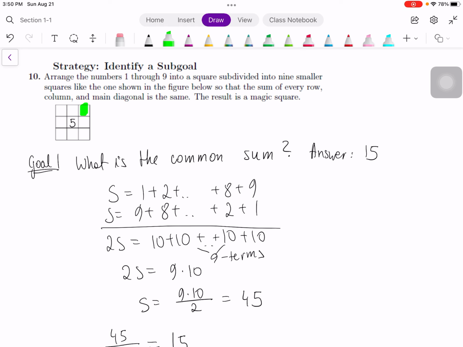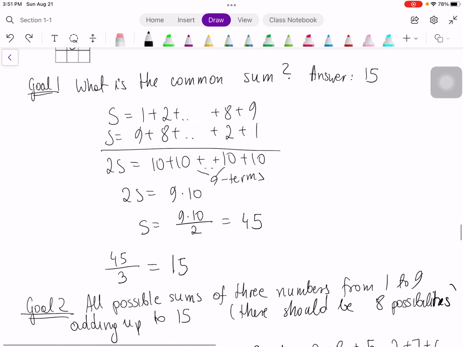Now let's look at the corner numbers. They're characteristic as well, because they appear in 3 sums, 1, 2, and then diagonal 3, right? So which numbers can go in the corners?